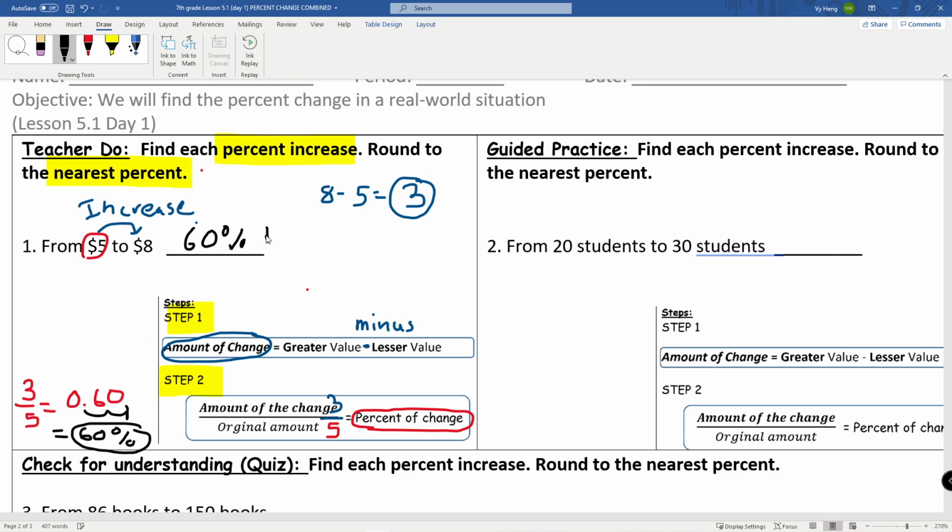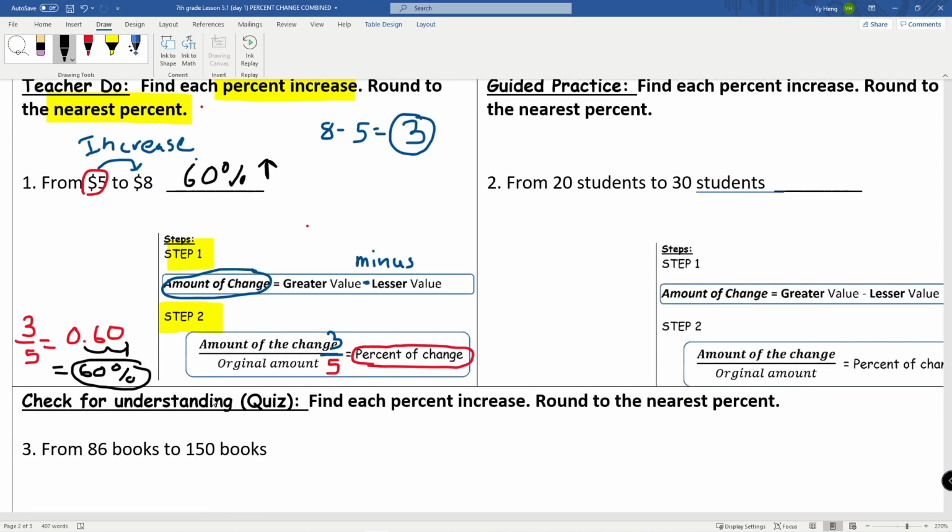And you can draw a little arrow going up like this. So it matches. We know that we go $5 to $8. You know, it's an increase in number. But we also know that that also refers to a 60% increase as well. So from $5 to $8, that's like a 60% increase. Okay. So let's look at one more.